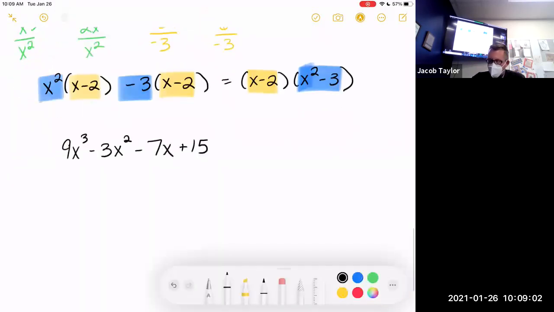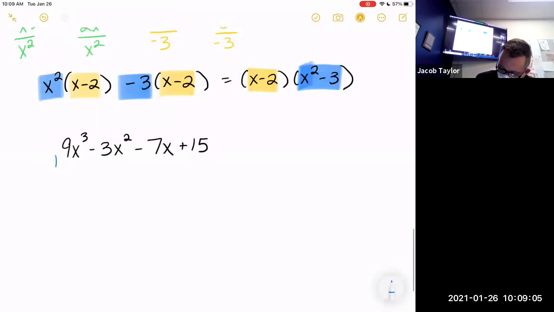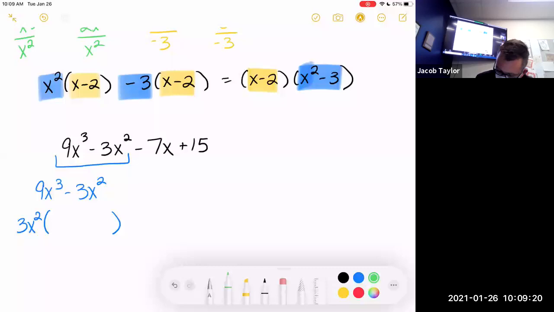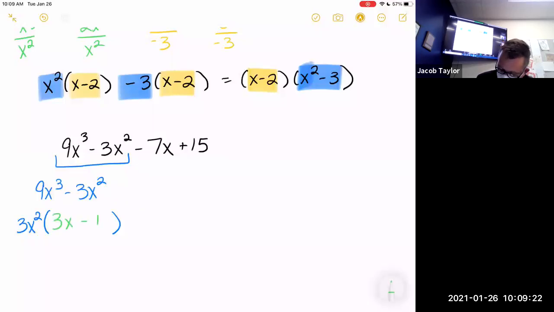So this one, when I group them, we're not going to finish this problem because we're not going to be able to finish this problem. You'll see why in a second. I'm going to run through this real quick. Okay, so for the first group, the greatest common factor is 3x squared, which would leave me in parentheses with 3x minus 1.